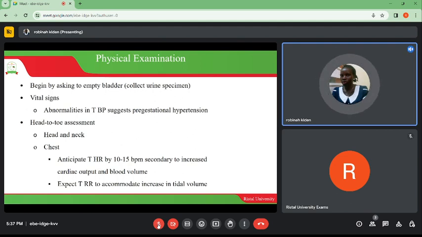Then the heartbeat in most cases can increase by around 10 to 15 beats per minute, and this is because of the increased output of blood by the heart, since there is increased demand because of the needs of both the mother and the fetus.